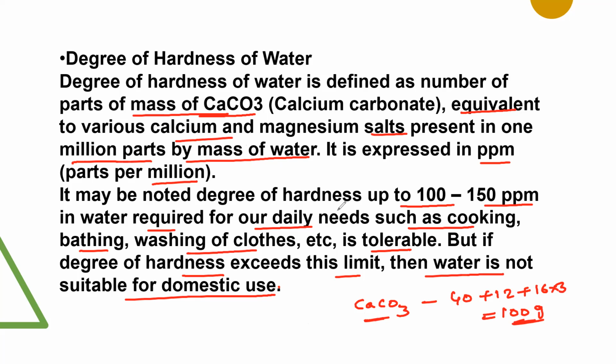Degree of hardness up to 100 to 150 ppm in water required for our daily needs such as cooking, bathing, washing of clothes, etc. is tolerable. But if it goes more than 100 or 150 ppm, it is not suitable for domestic use. So this is called degree of hardness of water. In general, calcium carbonate is used to determine the degree of hardness of water. Let us discuss more detail about it.